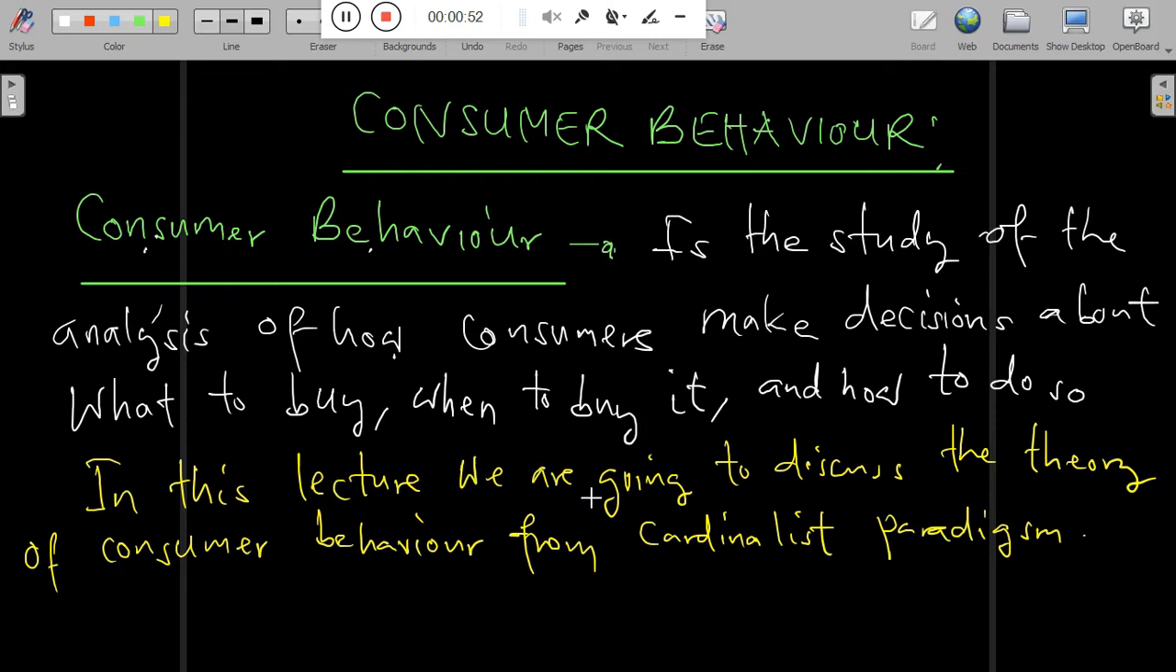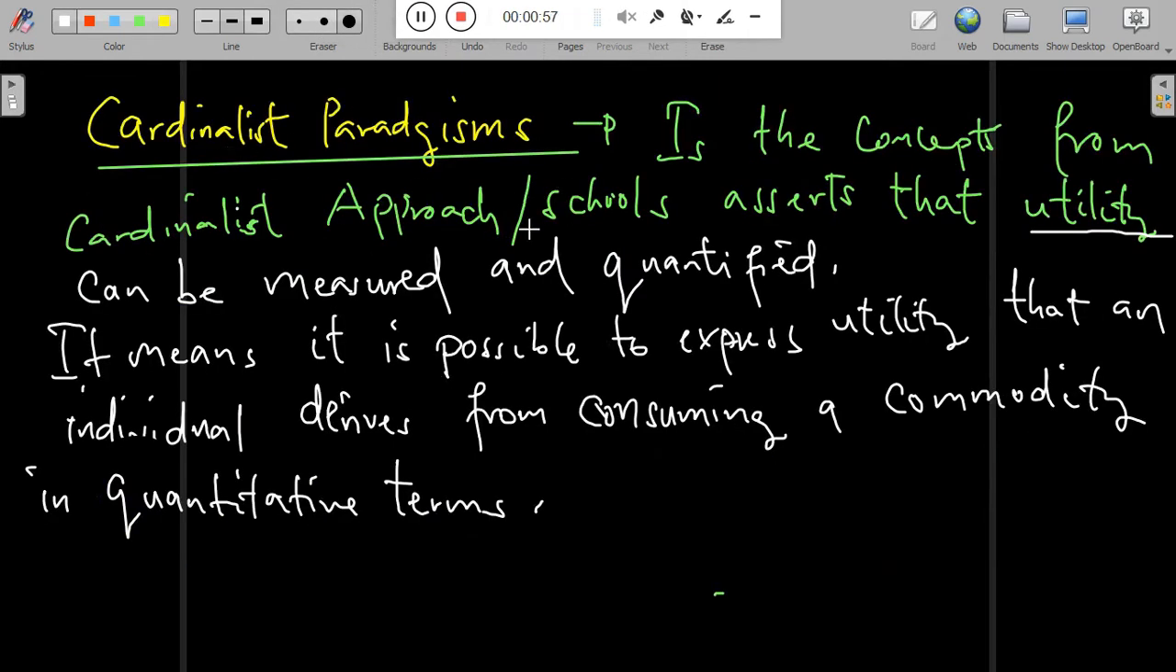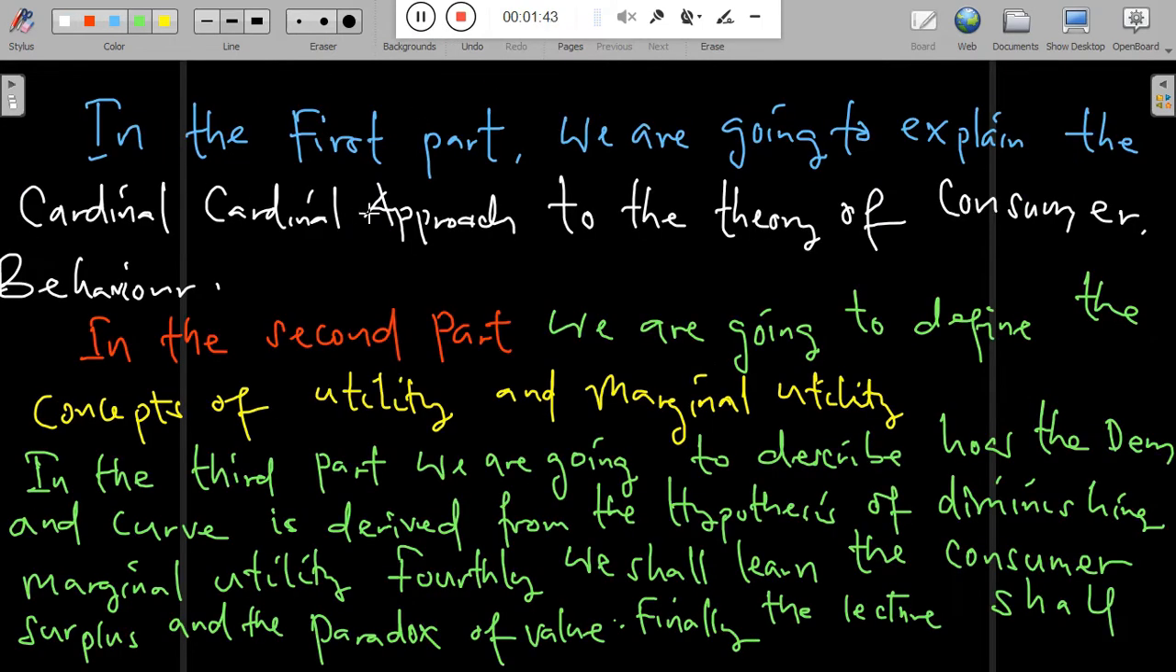In this lecture, we are going to discuss the theory of consumer behavior from the cardinalist paradigm. The cardinalist approach asserts that utility can be measured and quantified. It means it is possible to express the utility that an individual derives from consuming a commodity in quantitative terms, in numbers or mathematically. So in the first part of this lecture, we are going to explain the cardinalist approach to the theory of consumer behavior.